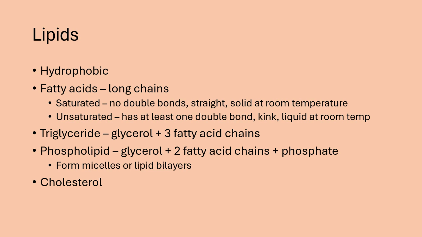Phospholipid is a glycerol, once again, that 3-carbon compound. Now, instead of 3 fatty acid chains, it only has 2, and in place of the 3rd one, it has a phosphate group. You've already seen phospholipids in terms of when we discuss the cell membrane. And then cholesterol is another example of a lipid.